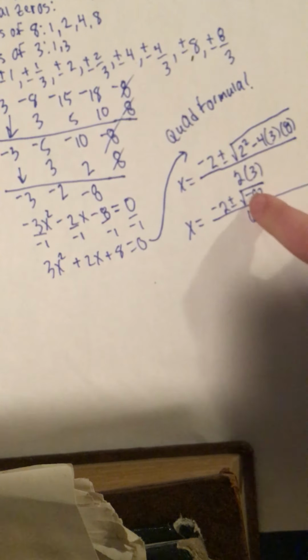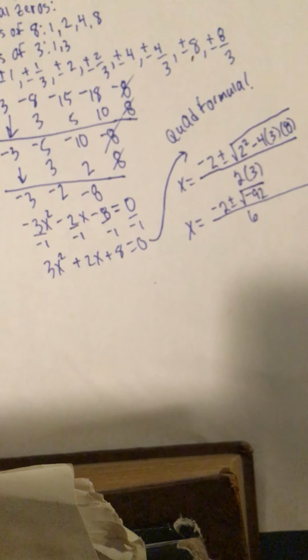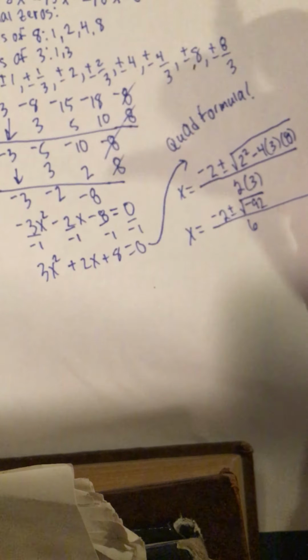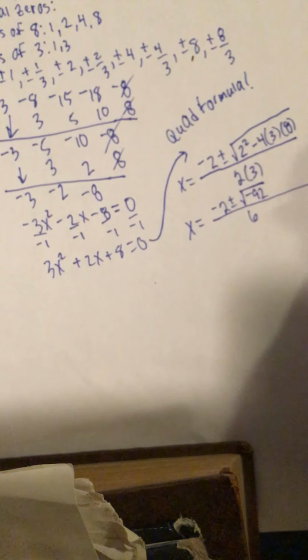All right, when you see a negative underneath the square root, that means we're going to have an imaginary number as part of this, okay? So anytime you have a negative under the square root, you have an imaginary number. And that's because, if you remember, the square root of negative 1 is actually i.